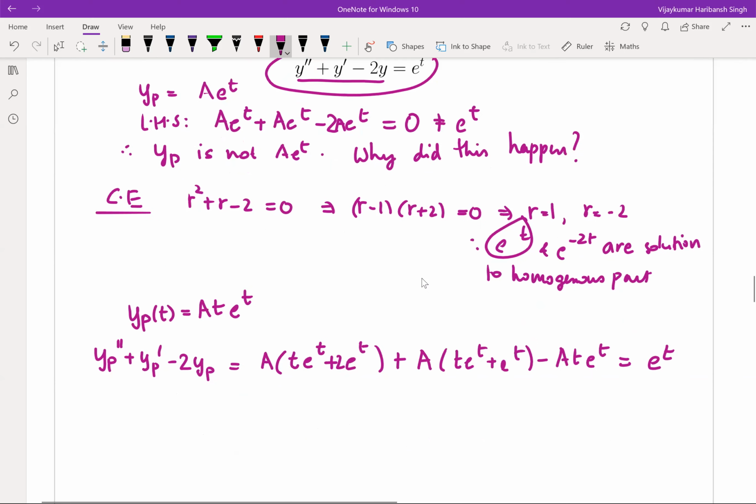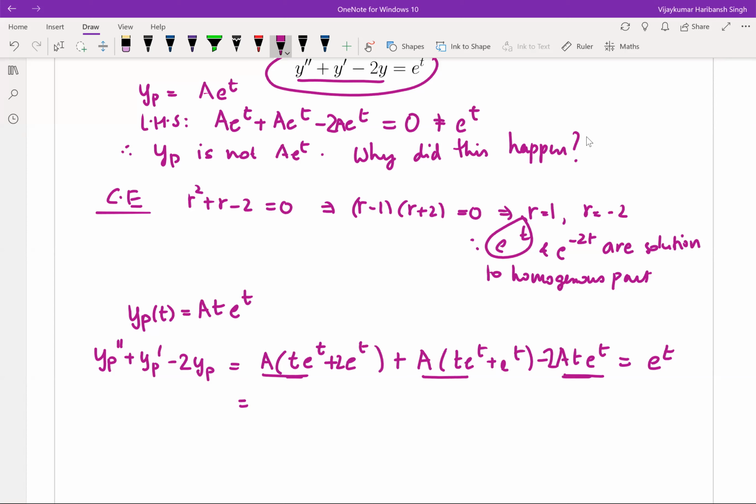So from here, we should collect the coefficients and see what we get. Let's expand it out first. So we have a t e to the power t, and we have a e to the power t. This guy and this guy will cancel out each other. All right, so what are we left with? There was minus 2 yp, so now it's okay, this guy and this guy will cancel out each other.